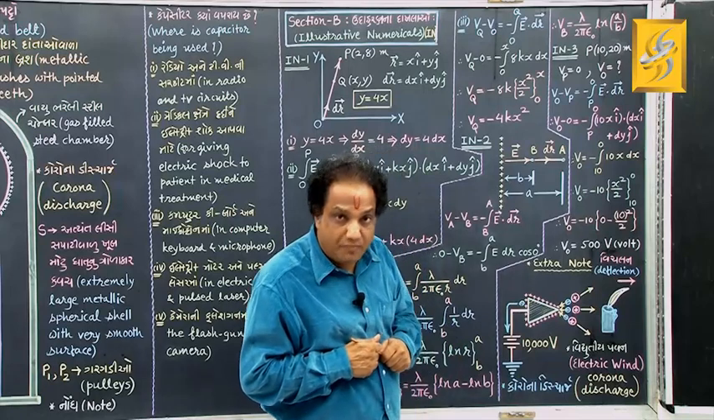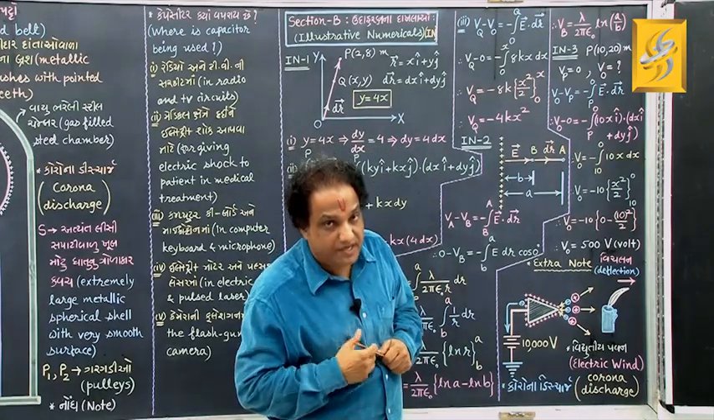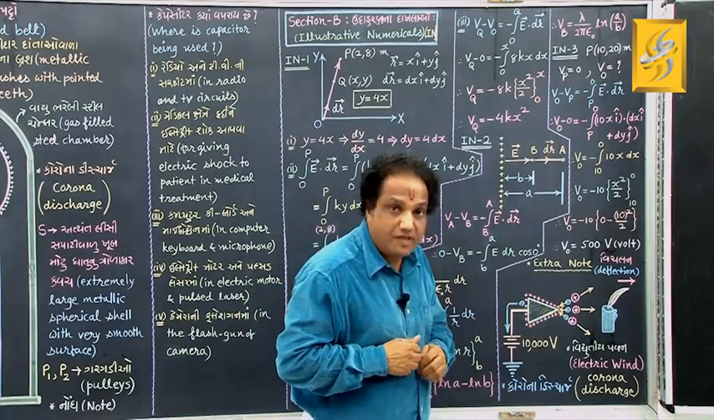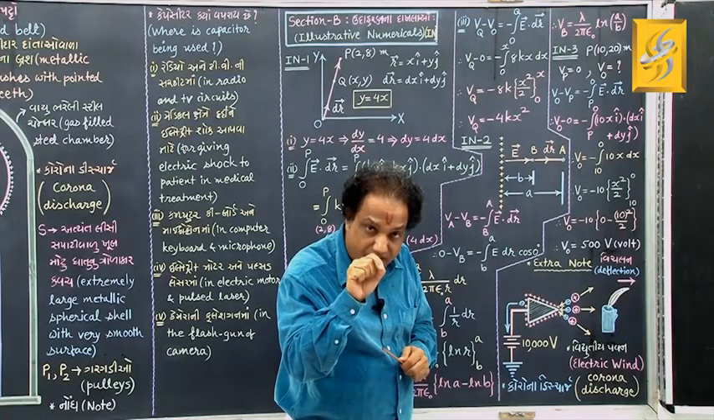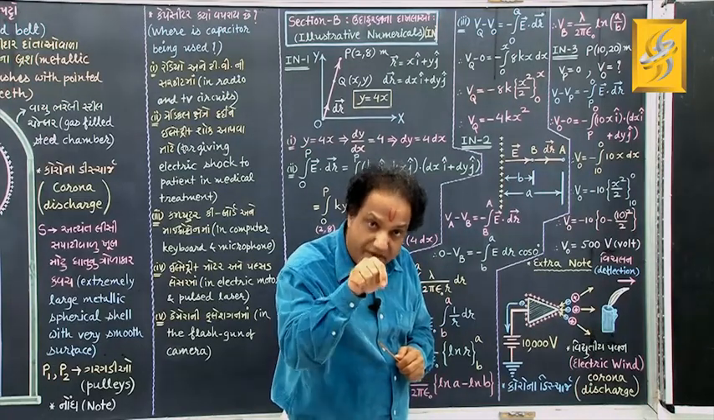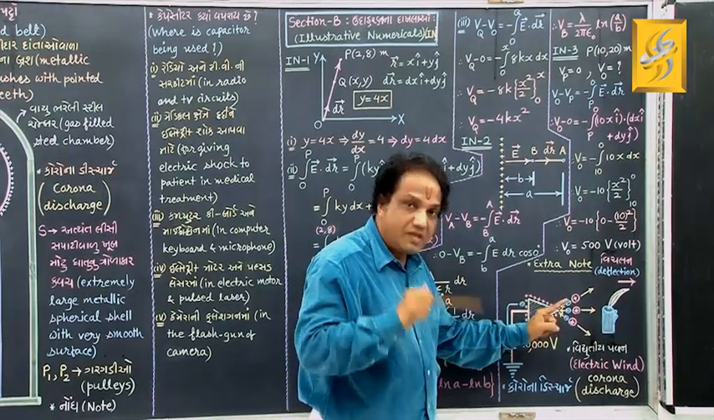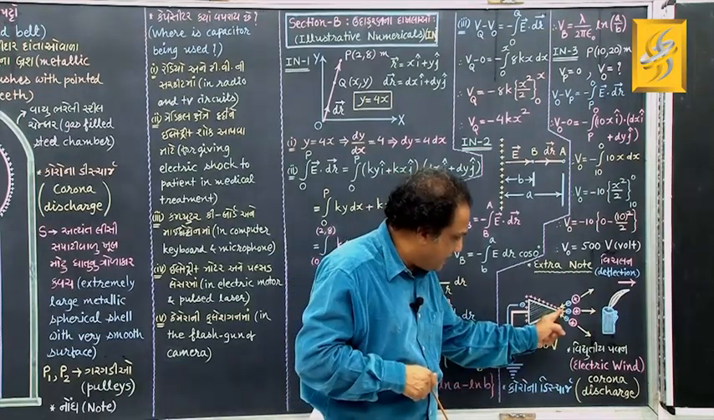What is maximum at the pointed end? Because you know the formula for surface charge density: it is charge upon area. At this pointed end the area is very small, and the charge contained in that very small unit area is found to be maximum. That is why the surface charge density here is maximum. That is why the intensity of electric field is maximum at this pointed end.